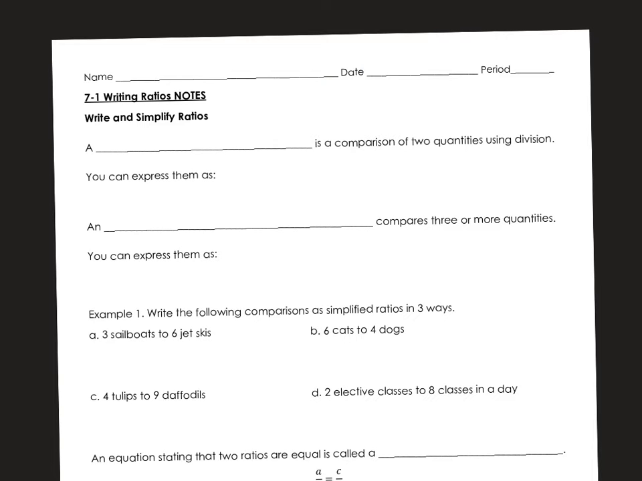So to start things off, a ratio is a comparison of two quantities using division. We can express ratios in three forms. We can express them as the quantities A to B, as A colon B, or as A over B. For each of these ratios, we're essentially saying that the quantity A is being compared to the quantity B.